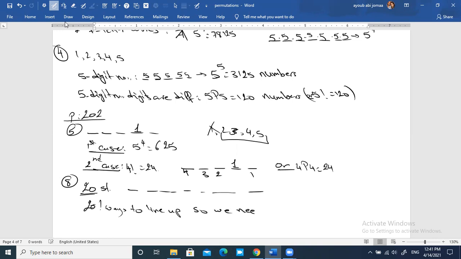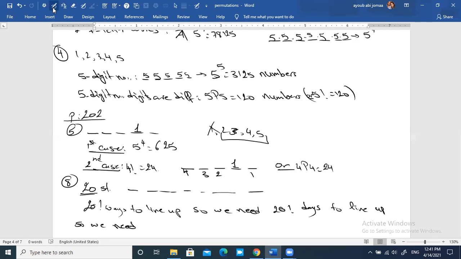We need 20 factorial days to line up, each day with a different arrangement. So how many weeks do we need, given that in a week we have 5 days?